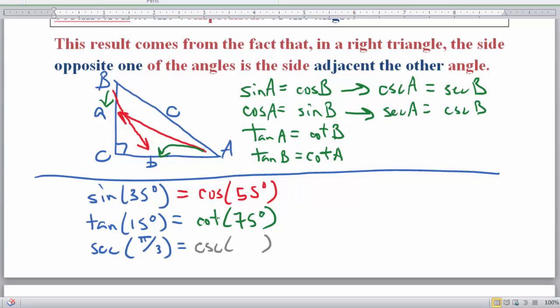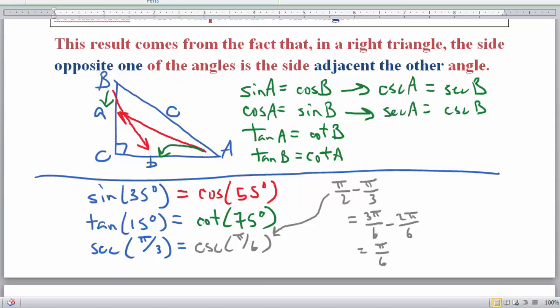Well, again, to go back to the degree examples for a second. How did I get 55 from 35? I just subtracted 35 from 90 and got 55, right? How did I get 75 from 15? I subtracted 15 from 90. So I'm going to do the same kind of thing here, and I'm going to subtract pi over 3 from 90 degrees in radians, and 90 degrees in radians is pi over 2. So what you're really doing here is pi over 2 minus pi over 3. So you need to get a common denominator, which would be 6. So you'd have 3 pi over 6 minus 2 pi over 6, which is really just pi over 6, right? So the secant of pi over 3 is the same as the cosecant of pi over 6, right?